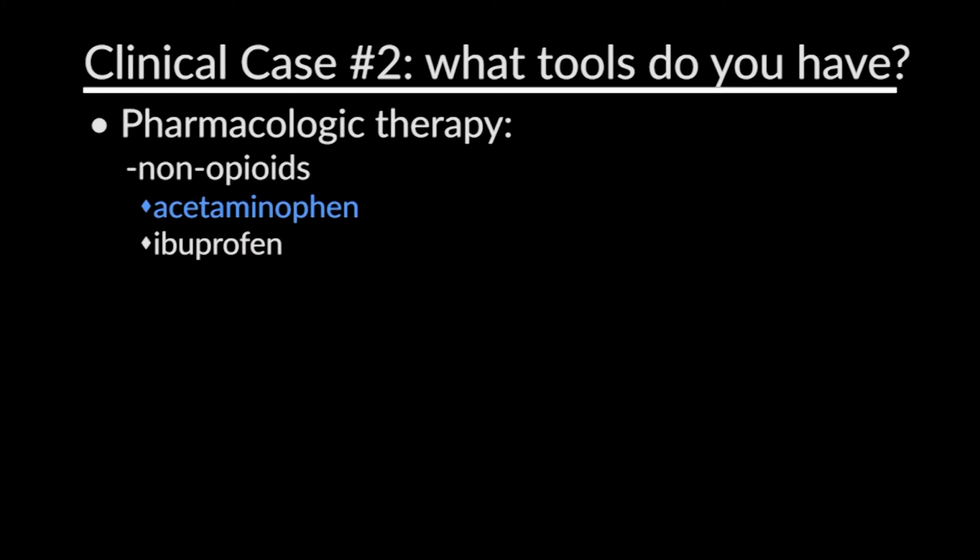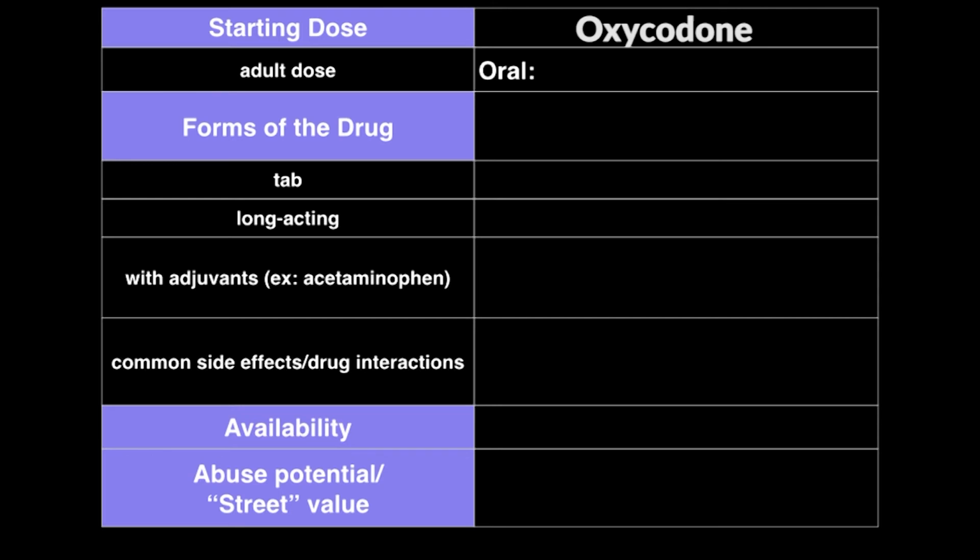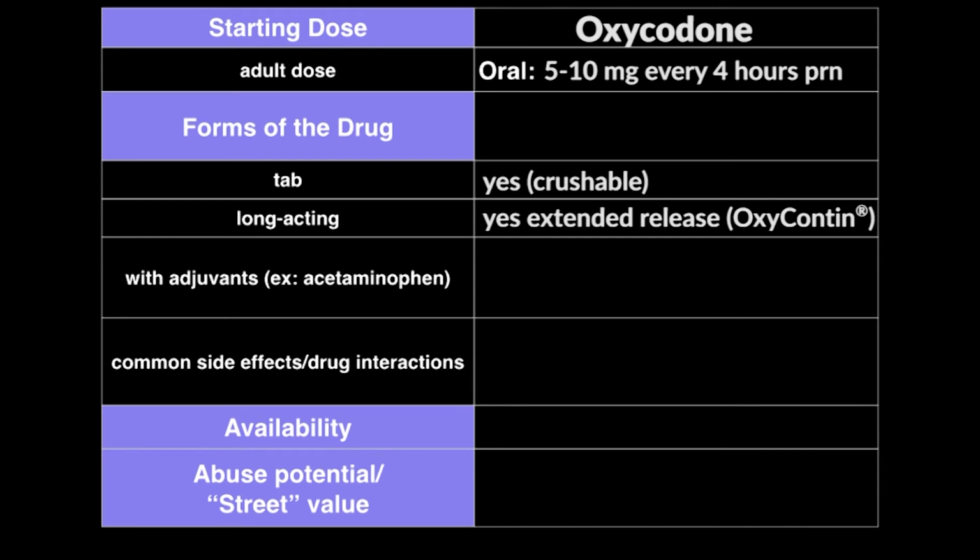Non-opioids such as acetaminophen and ibuprofen should be utilized in adult doses, and an opioid such as oxycodone would be a very reasonable choice in this scenario. The oxycodone starting dose is 5 to 10 milligrams every 4 hours as needed for pain. It comes as a tablet and an extended release form, which in this case would not be required.